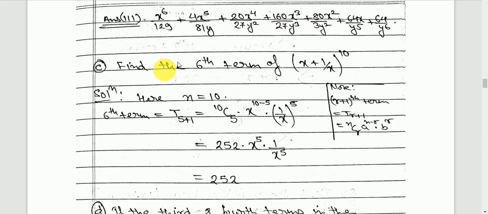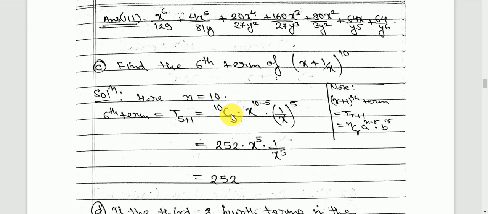Question number C. Find the sixth term of this expansion. Here n is 10, and we are looking for the sixth term. That means t5 plus 1 is equal to 10, and here a plus sign is there, that's why we don't have to put minus over here.